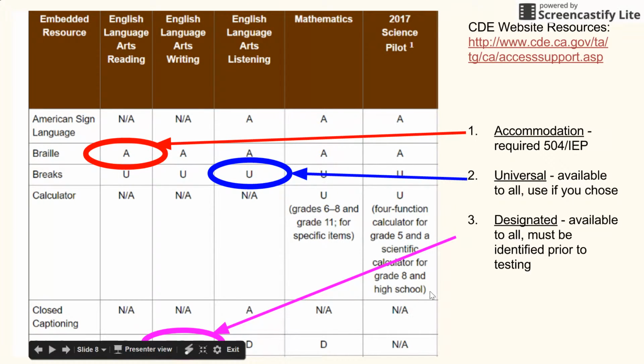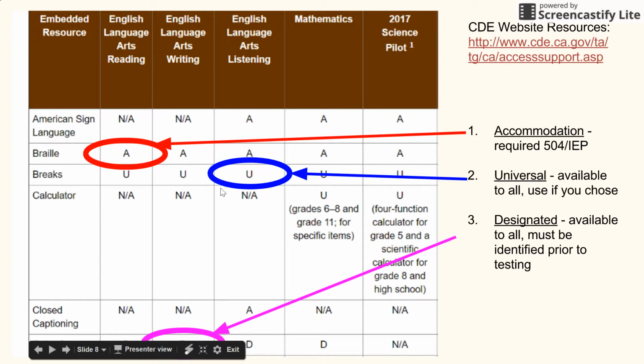The second is the CDE's website resource that actually then lists all of these and reminds you which category they fit in. You see an A next to Braille. That's an accommodation. That would be part of an IEP. Their specific team identifies this, and the test is ready to go and ordered for the student in Braille. Remember, universal. It's available to everyone. You use it as you choose. You don't need to identify or recommend anything.